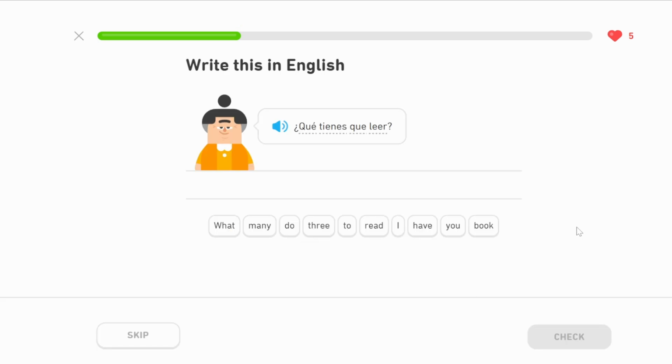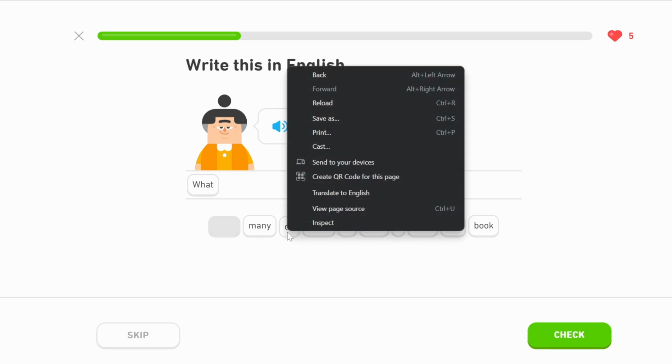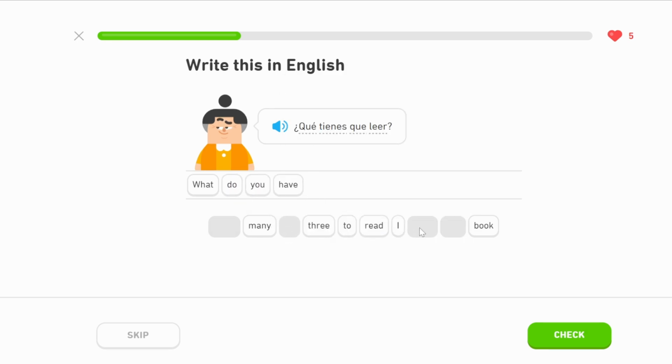¿Qué tienes que leer? So we actually learnt this on the last video. When we have que after a conjugated form of tener, to have, in this case tienes, which is the you version, it means to. So it means you have to. Tienes que, you have to. And because it's a question, we've got what in front. What do you have to leer, to read? So what do you have to read? There we go.